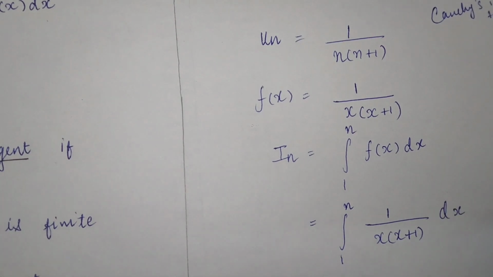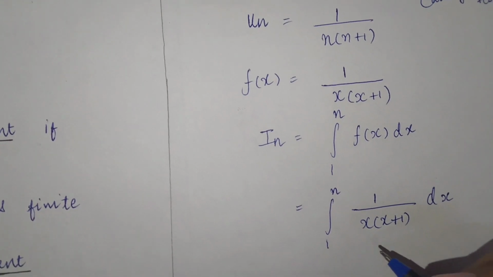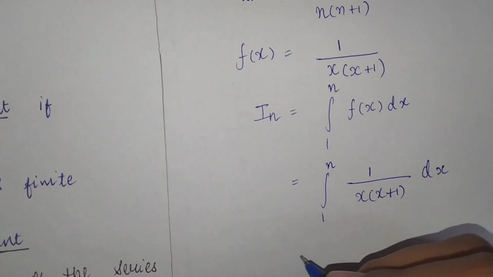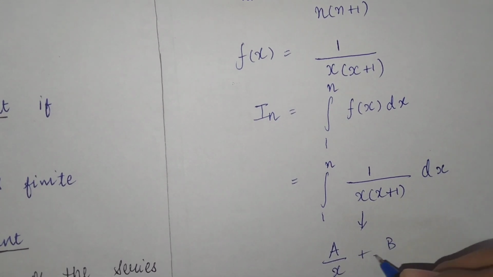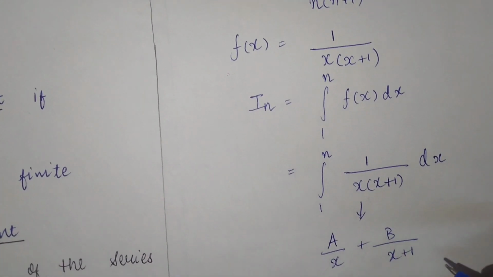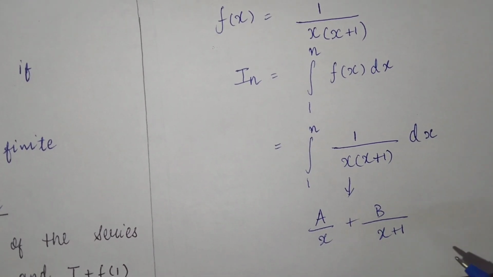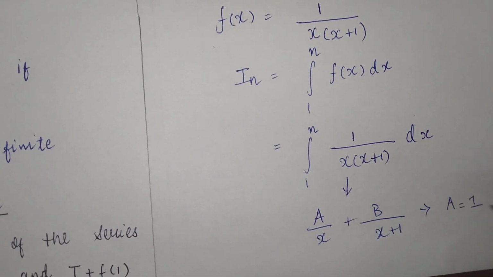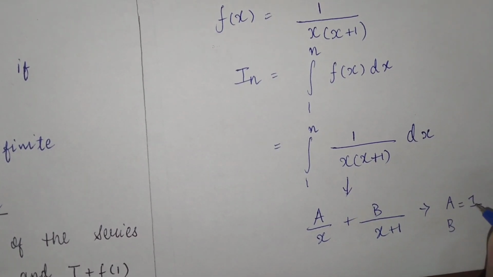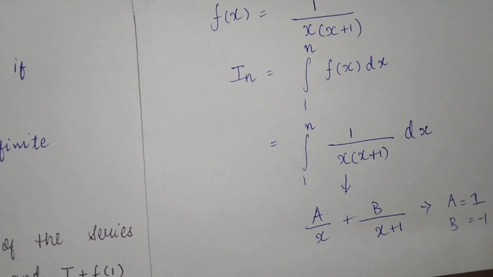Now here we can apply the A B rule, that is here we can write like this: A by x plus B by x plus 1. And you all know how to solve this. By taking the LCM, you will get the values of A and B. You will get A equal to 1 and B equal to -1. You can check. Okay? You all know this, so no need to solve it.